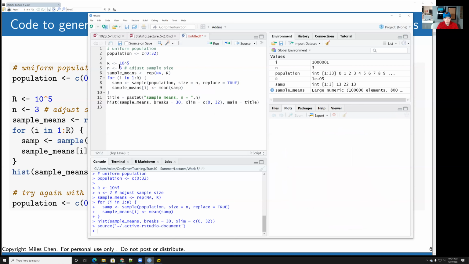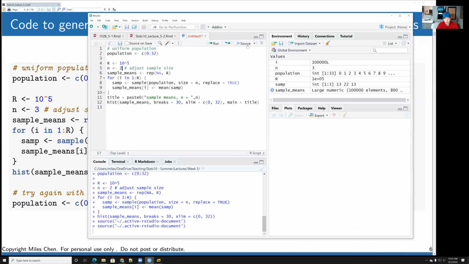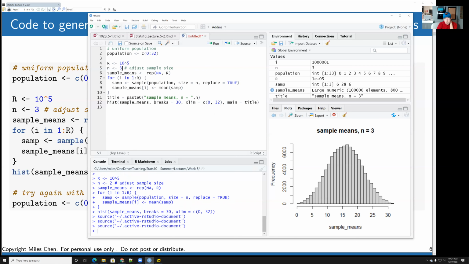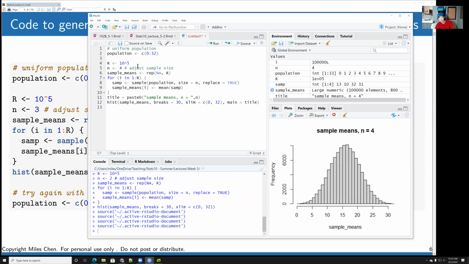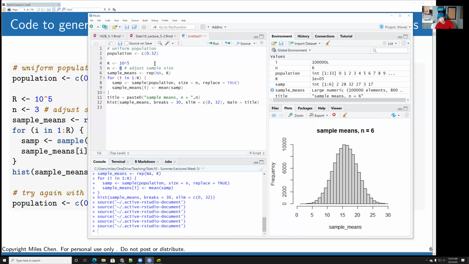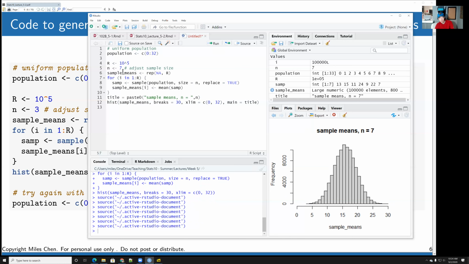Let's do this. I'll do n equal to 2. Run that with n equal to 2. I'm going to run this with n equal to 3. And then we'll try n equal to 4. Okay. And with sample size 5. So now it starts to look more and more normal. Here it is with 6, 7.